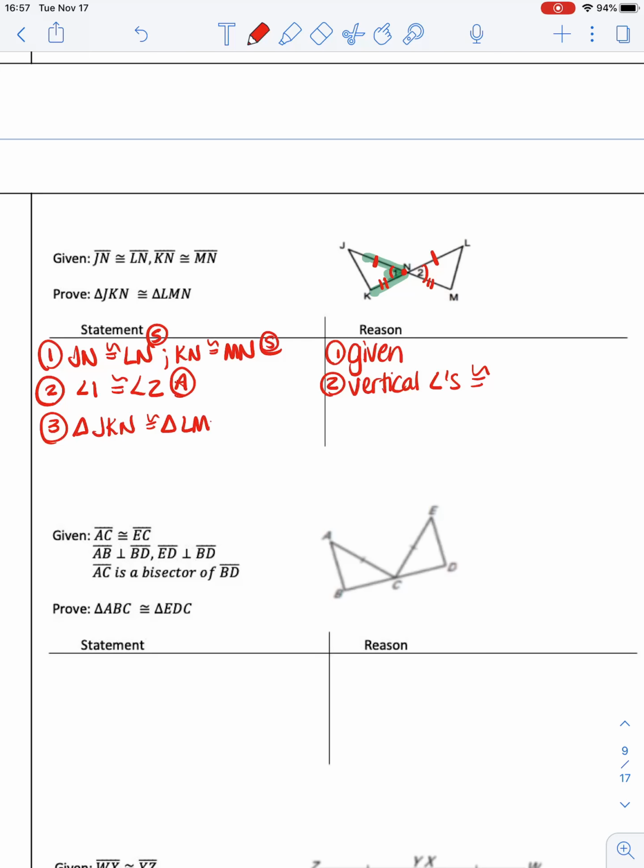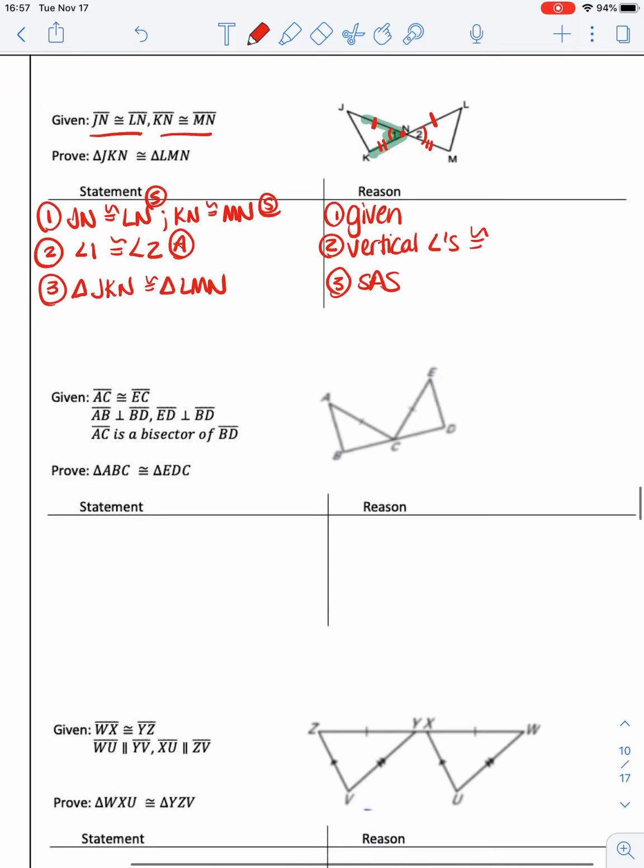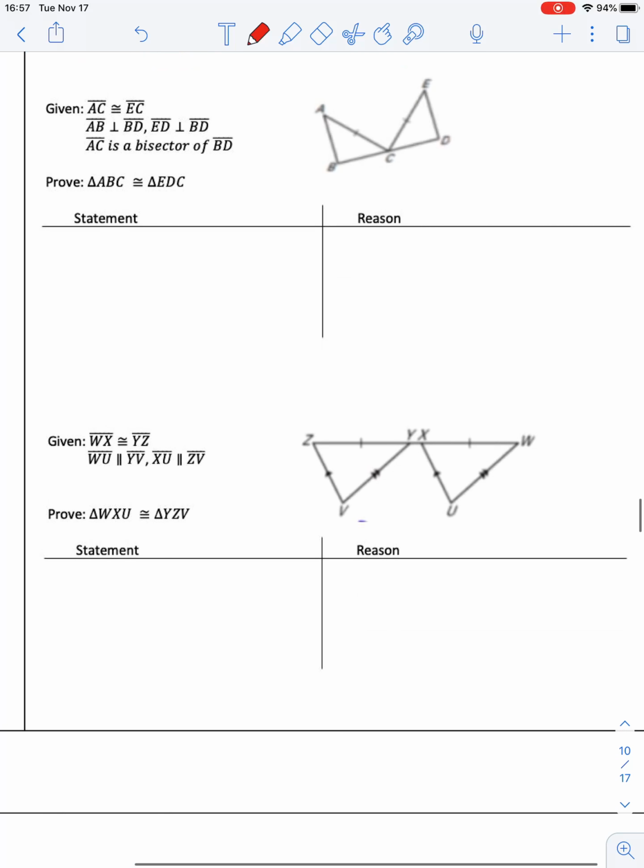So now I can say that triangle JKN is congruent to triangle LMN because of side, angle, side. It's that simple. Now, in this case, you could have written your two givens, this statement and this statement, as two individual statements, but it was easy enough to write as one, so that's why I did it that way.